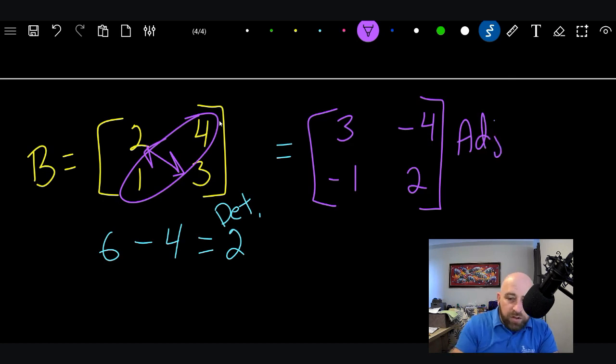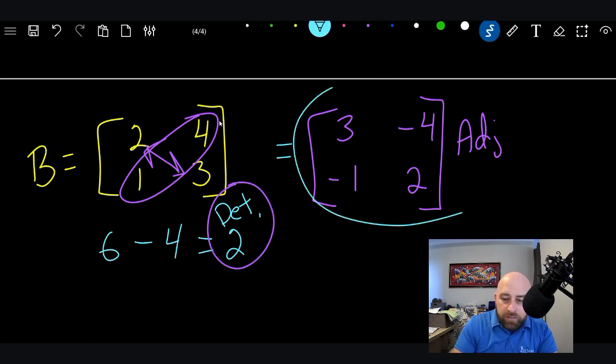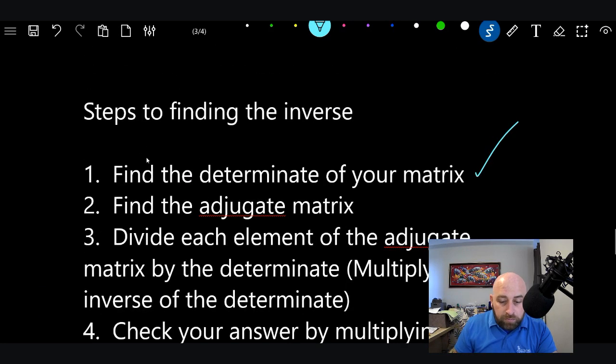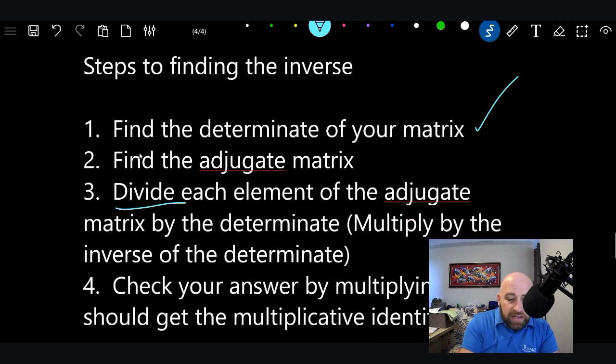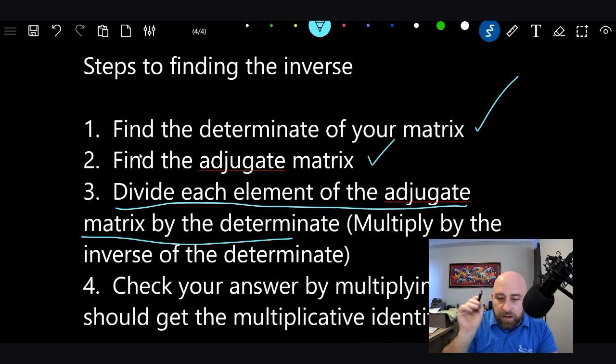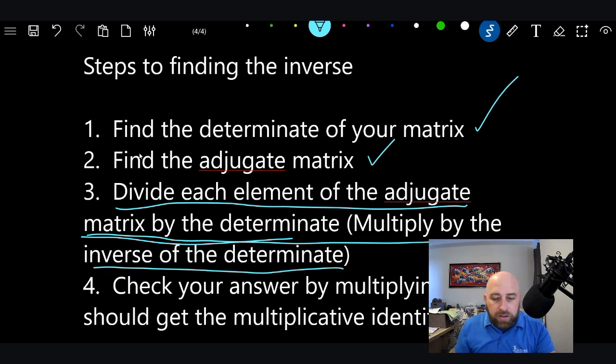Okay, so the two things that we have here that are important is we have our determinant and then we have our adjugate matrix. Okay, and we need both of those. That's step 1 and step 2. Step 2 is done. All right, so next, multiply by the inverse of the determinant.